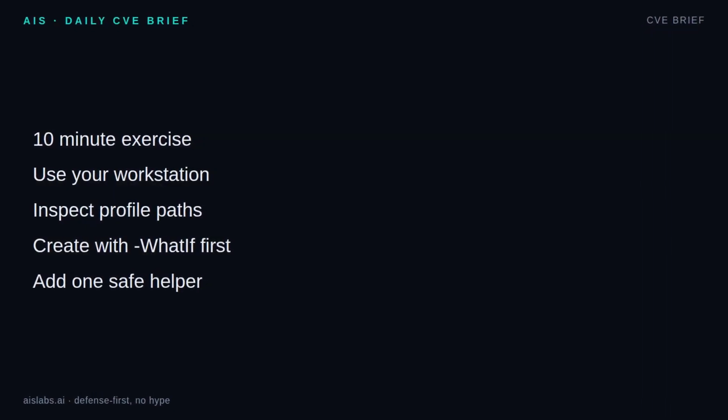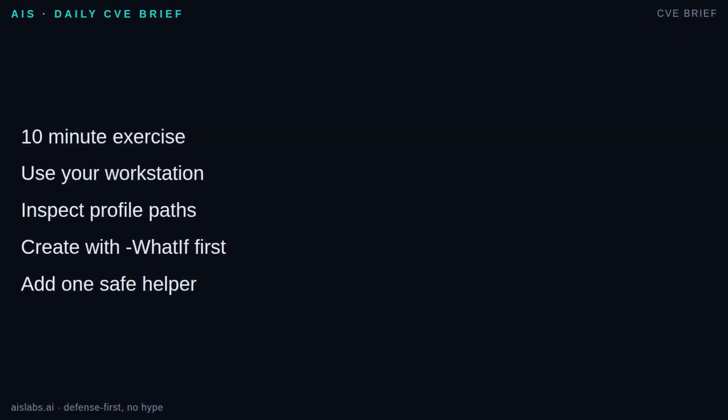Try this on your own workstation or a test virtual machine, not a production server. First, open PowerShell 7 and run $profile | Select-Object *. Then open Windows PowerShell 5.1 and run the same command. Compare the paths. Next, run New-Item -Type File -Path $profile -Force -WhatIf, so you can see what would be created. If you are comfortable, remove -WhatIf and create it. Add a harmless function named Get-MyShellInfo that returns $PSVersionTable.PSVersion and $env:COMPUTERNAME. Reload with . $profile. Open a new shell and confirm the function is already there.